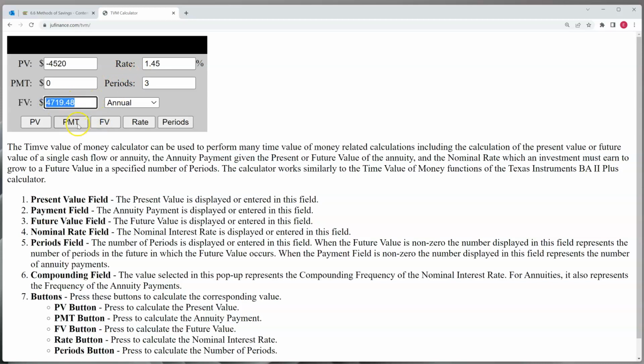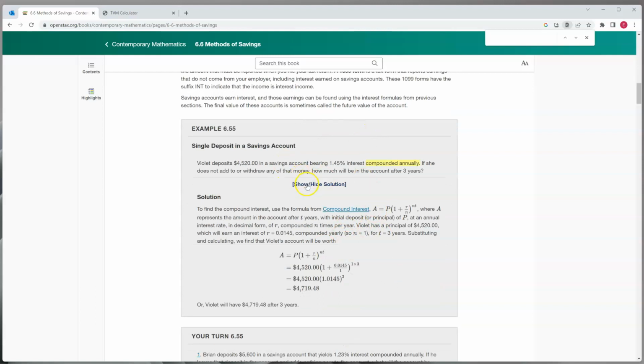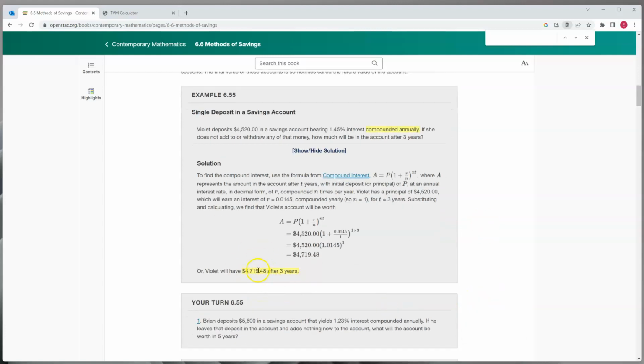So if we calculate the future value, Violet should expect to have $4,719.48 in that account. Now, if you look at the answer from this example, they do use the formula, where the rate was 1.45% written as a decimal, divided by 1 because it was annually, multiplied by 3. And so that gives us the same answer as what we had there. You can see that over those 3 years, she's gained a little, right at $200 or so.